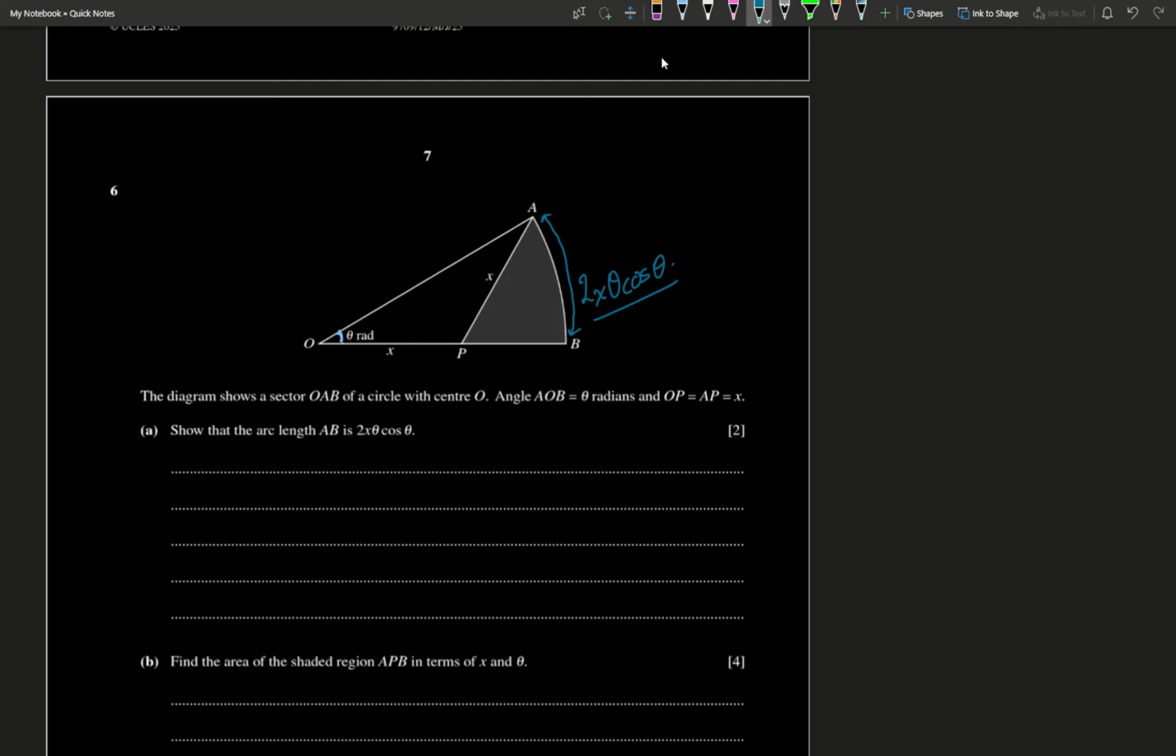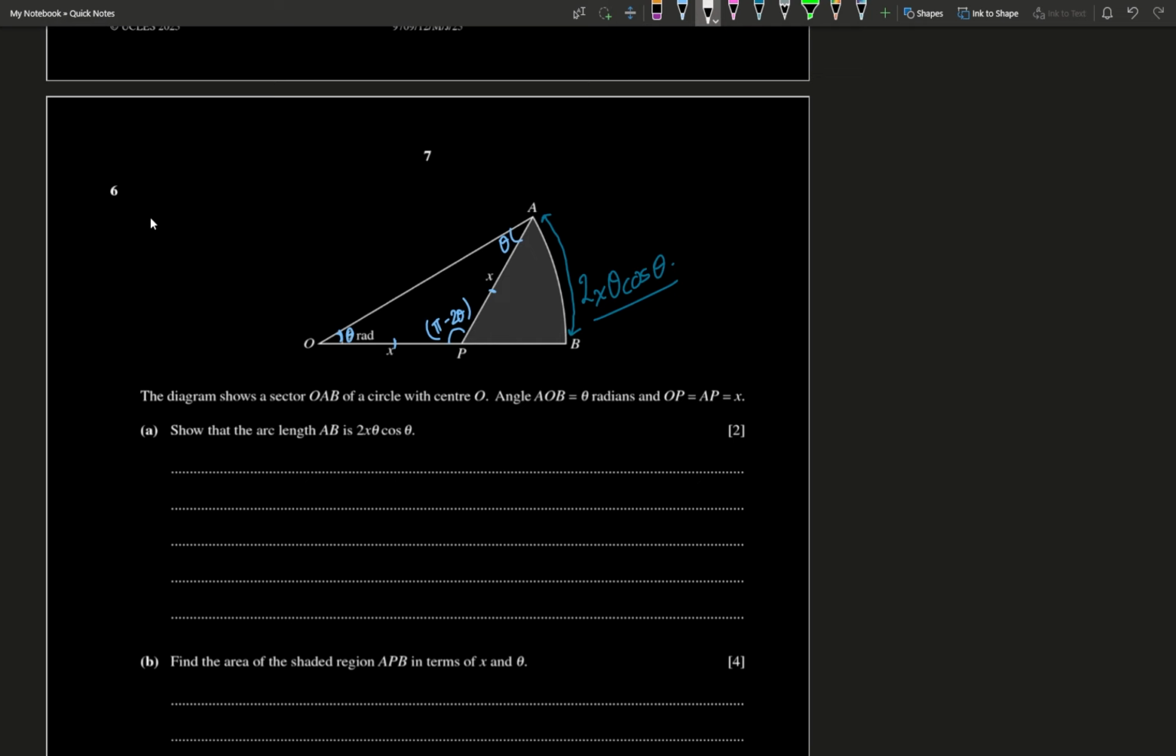Well, let's first look at our givens. As I said, we have the angle theta radians of the sector, and we have OP is equal to AP which is equal to x. As you can see here, we have triangle OAP. We have two equal sides OP and AP. Therefore we can conclude that this is an isosceles triangle, where we can also say that this angle is theta radians and this angle is 180 degrees minus 2 theta. But since we're using radians, we'll have to say that this angle is equal to pi minus 2 theta radians. Nice. It says show that the arc length AB is equal to 2x theta times cosine of theta.